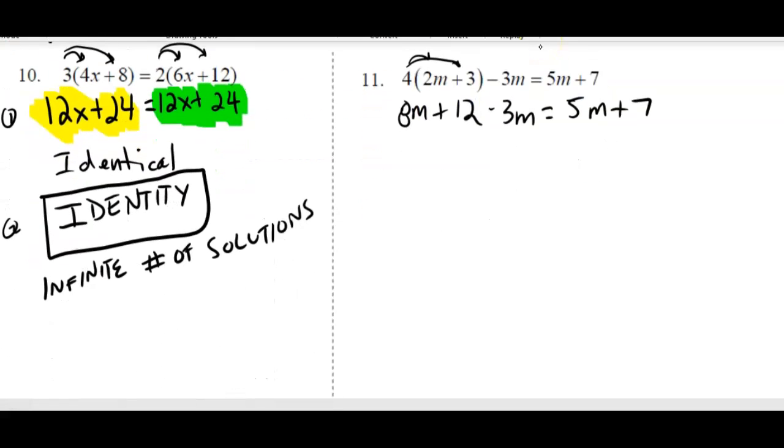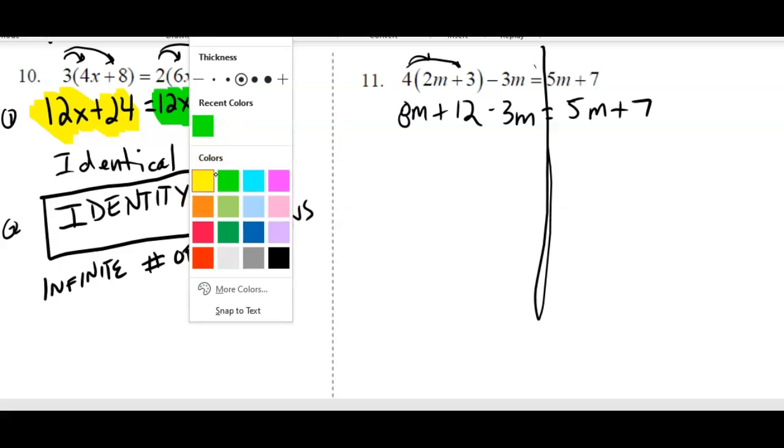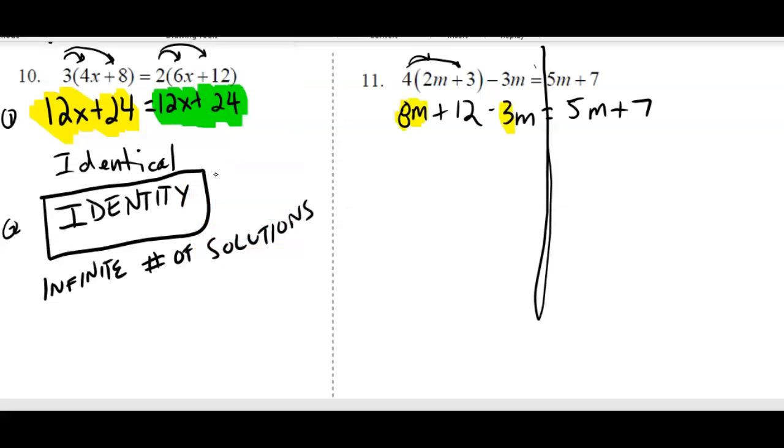Now I'm going to combine like terms. This is where it would help if you drew your wall or whatever you're going to call it. These are on the same side, so we have to combine like terms. So what I end up with is 5m, because I have 8 minus 3 on this side. This 12 drops down. But now look over here, I have 5m plus 7.